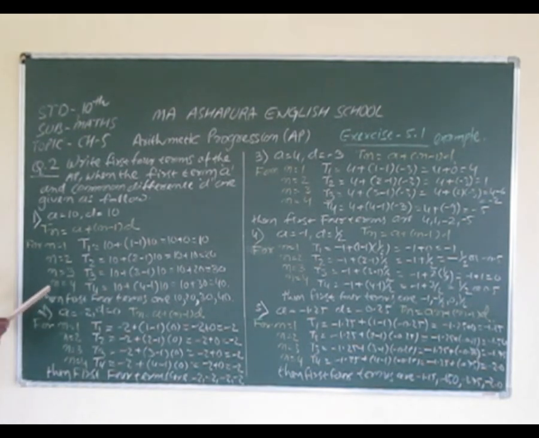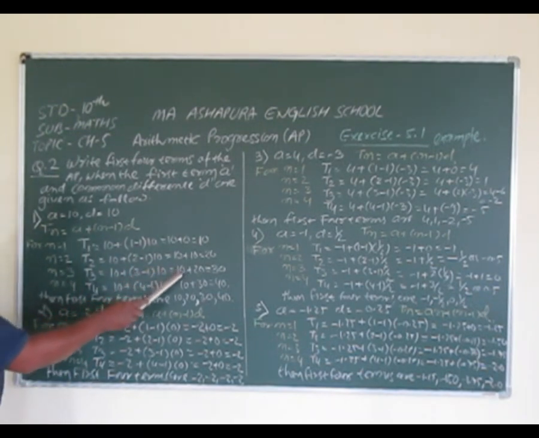N is equal to 3. T3 is equal to 10 plus 3 minus 1 into 10. 3 minus 1 is equal to 2. So 2 tens are 20 and 10 plus 20 is equal to 30, the third term. Last, n is equal to 4.